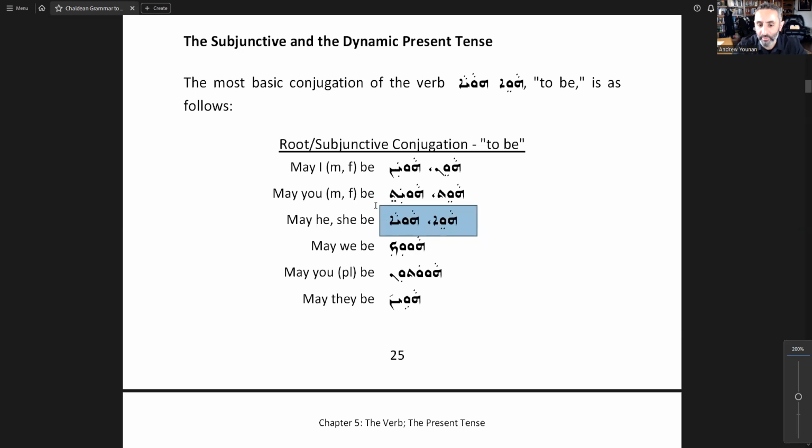Hoya, may she be? Hawuch, may we be? Hawotun, may you plural be? Hawe, may they be? Some villages will say hawa. Okay, hawa. But hawe is fine.